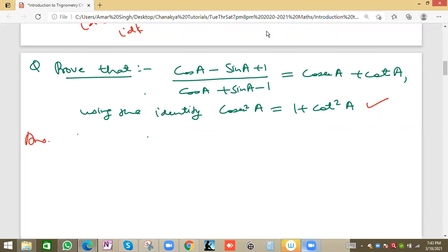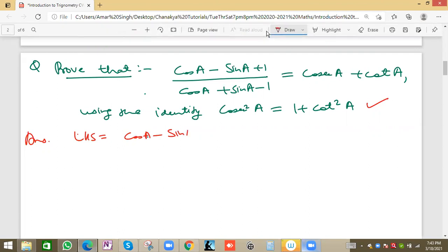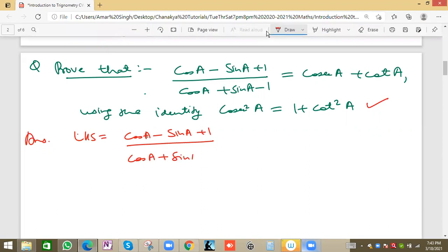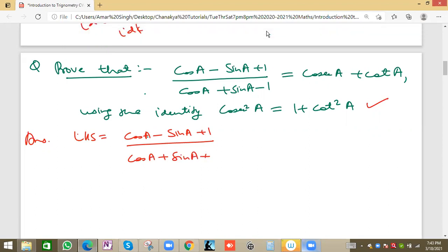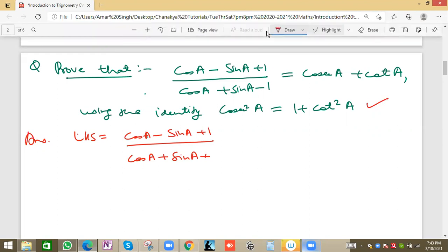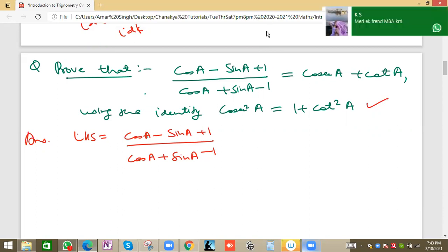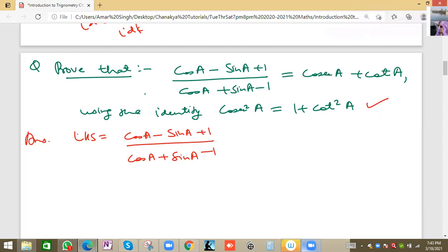First we can take the left hand side, no problem. Cos A minus sin A plus 1 by cos A plus sin A minus 1. So we'll divide by which value? Because we have to get cosec A and cot A, we can divide by sin A, both numerator and denominator.